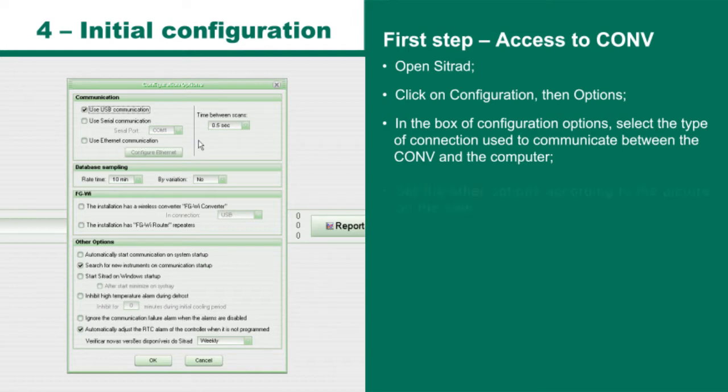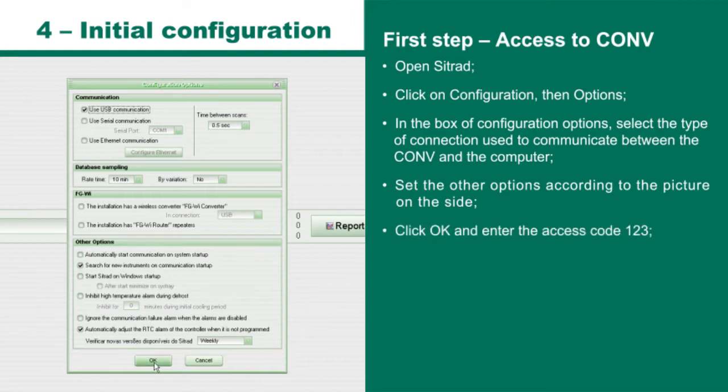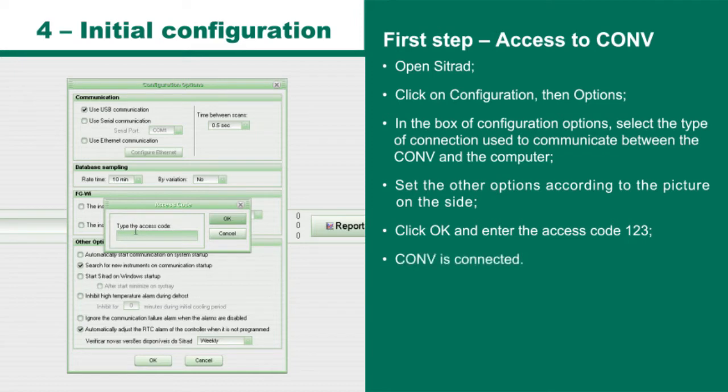Set the other options according to the picture on the side. For more information, refer to the manual or access the user's guide in the section Configuring the System. Click OK and enter the factory default access code, 123. Conv is connected.